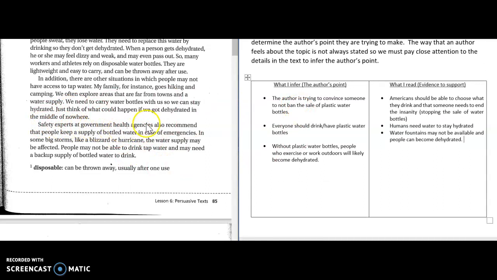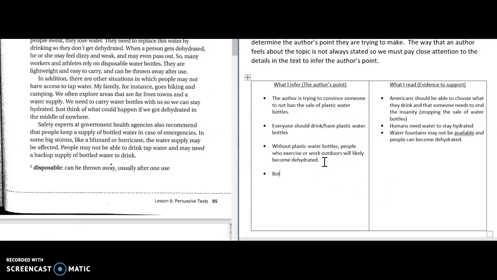Safety experts at government health agencies also recommend that people keep a supply of bottled water in case of emergencies. In some big storms, like a blizzard or hurricane, the water supply may be affected. People may not be able to drink tap water and may need a backup supply of bottled water to drink.